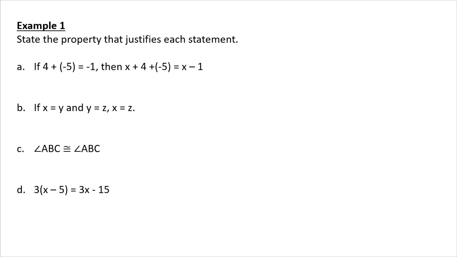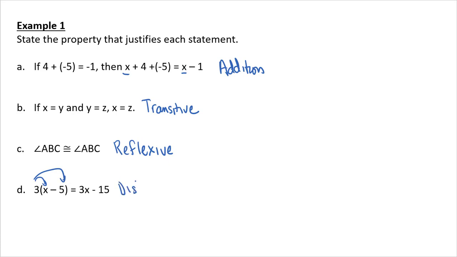Okay, so our first step, justifying our property. State the property that justifies. So you look at your original equation, and what's changed? They've added an x to both sides. So that's addition. If x equals y and y equals z, x equals z, that's the transitive property. This property here is reflexive. I distributed the 3 on through. It's exactly what it is. Distributive property.